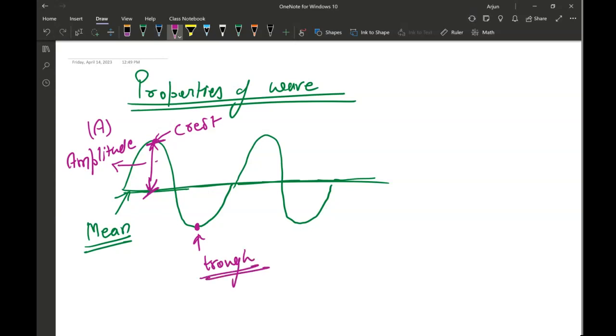The amplitude, whatever amplitude you're going to get here, let's say this is A1, this will be the same. This will be A1 too. That's why this line is called mean line. So it divides the wave into two equal halves.